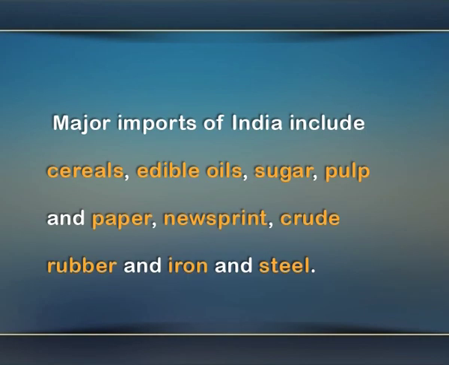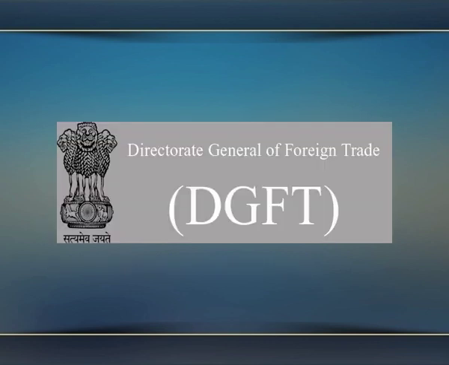Import procedure. Due to liberalization of imports and changing consumer profile, imports have increased in India. Major imports of India include cereals, edible oils, sugar, pulp and paper, newsprint, crude rubber, and iron and steel. In India, all the activities related to import are handled by the Directorate General of Foreign Trade, that is DGFT. It is a government body that also controls the export business of India.